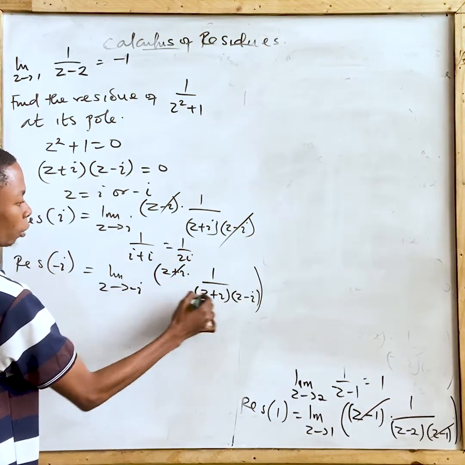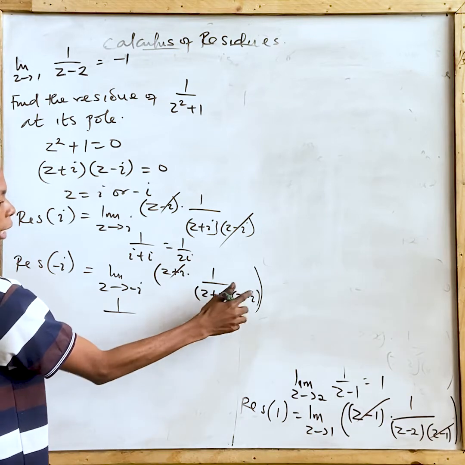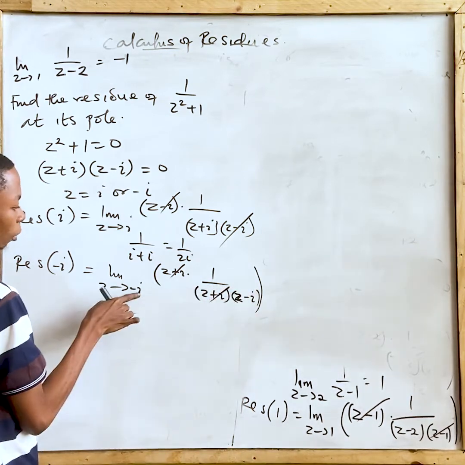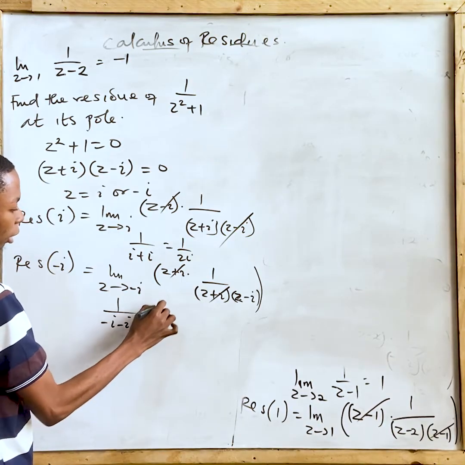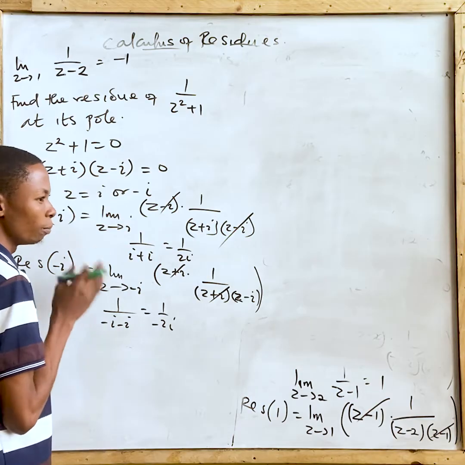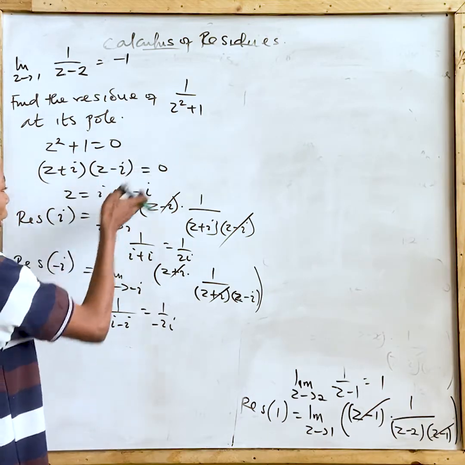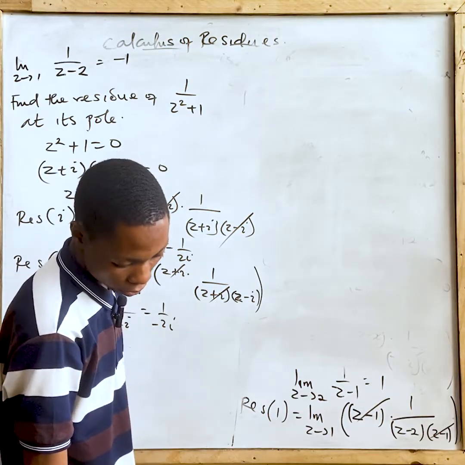So what will happen? z plus i will cancel z plus i. Then we are left with 1 over z minus i, where our z will be minus i. That will be 1 over minus i minus i, 1 over minus 2i. That is our residue at the simple pole. Just equate to 0 and then take the limits one after the other. So that is the residue at each pole.